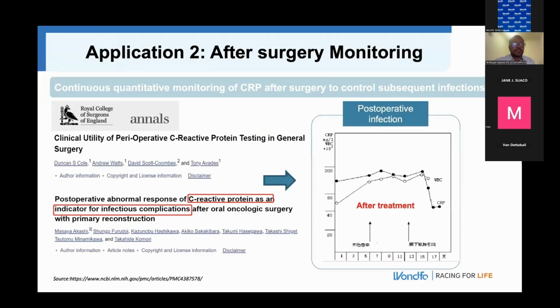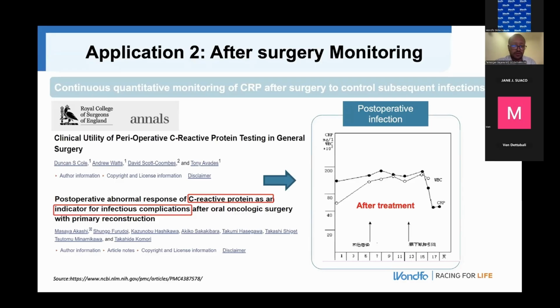So the other benefit is for monitoring purposes. That can be for someone where surgery was done, and subsequently continuous quantitative monitoring of CRP can be done to control whether to put the patient on antibiotics or not, or if antibiotics are already there, when to discontinue, and so on. So for that, the team utilized CRP during the post-operative abnormal responses, and they took the CRP test as an indicator of infectious complications.